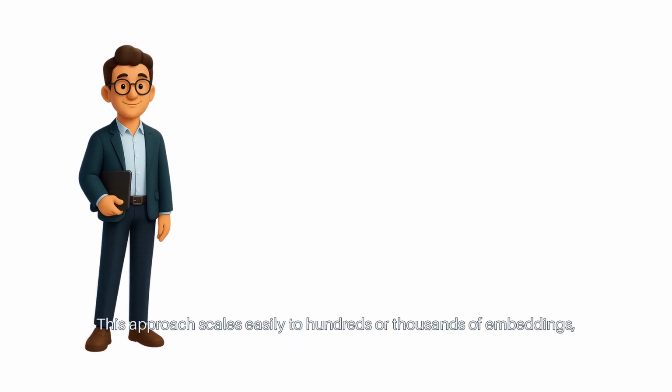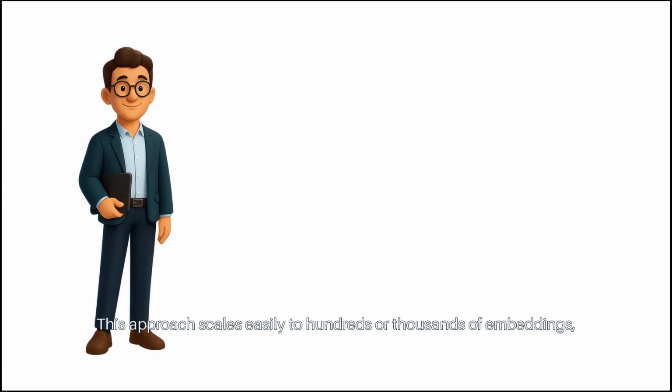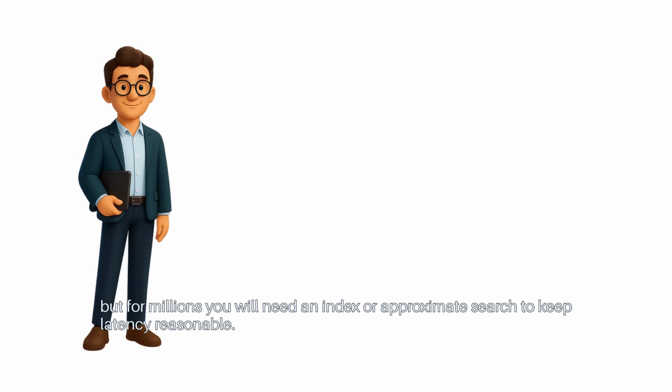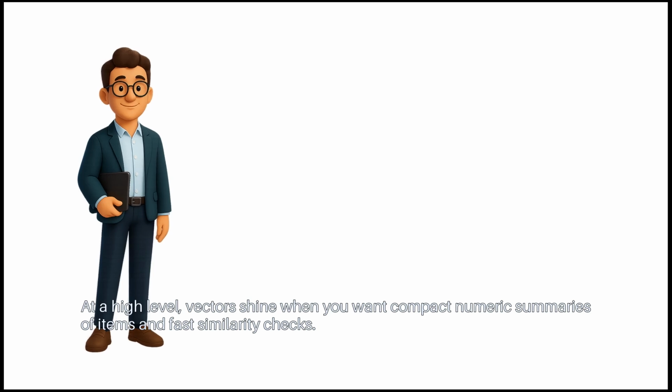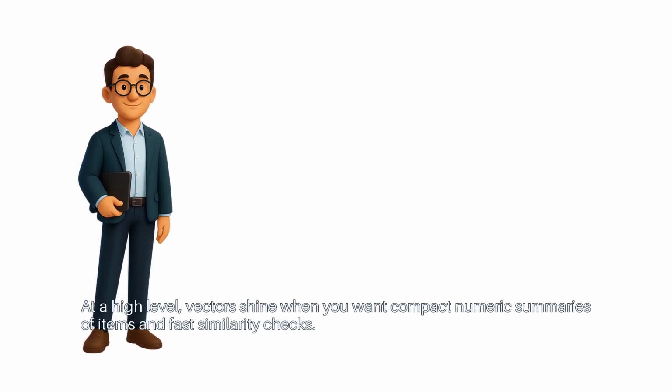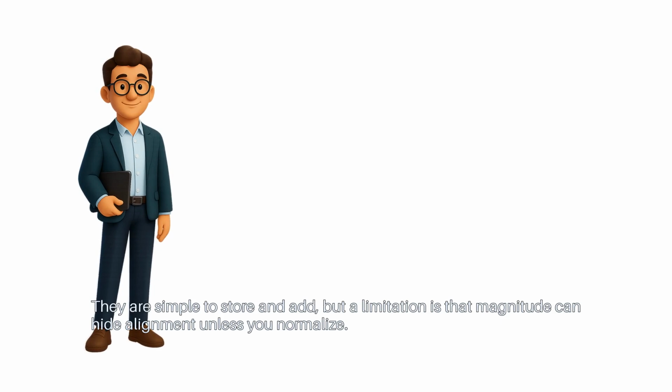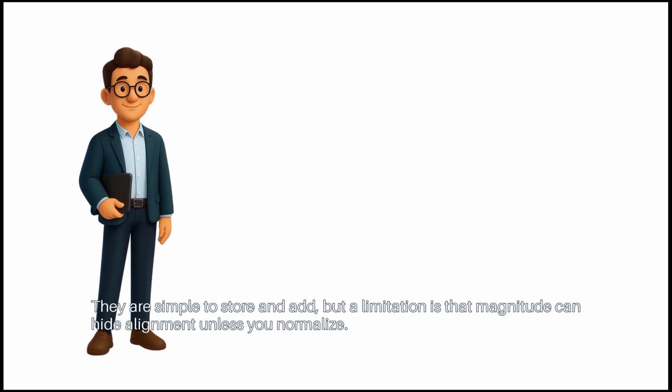This approach scales easily to hundreds or thousands of embeddings, but for millions, you will need an index or approximate search to keep latency reasonable. At a high level, vectors shine when you want compact numeric summaries of items and fast similarity checks. They are simple to store and add, but a limitation is that magnitude can hide alignment unless you normalize.